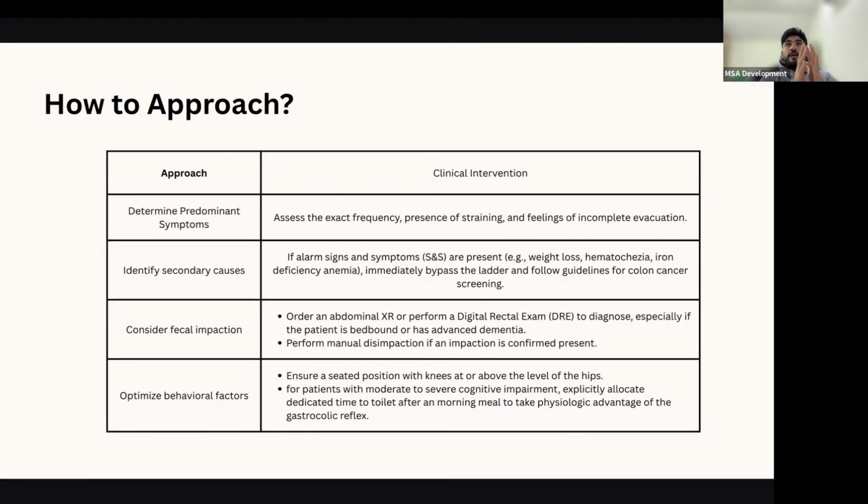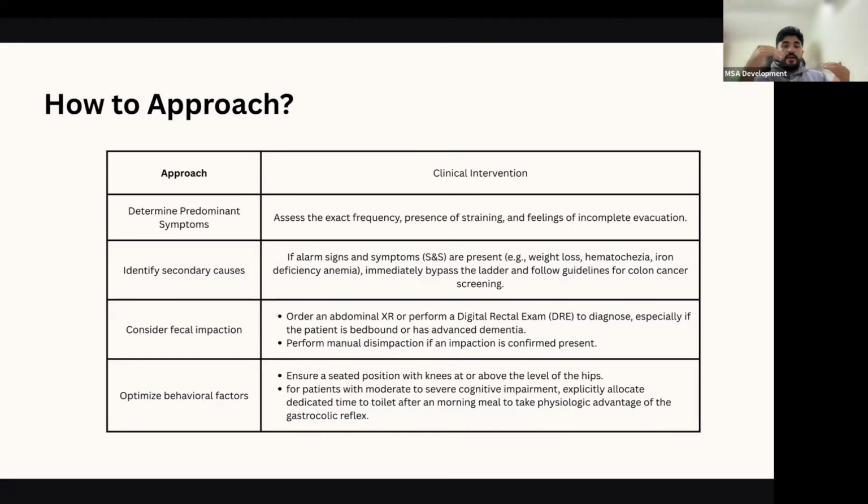So I will do an abdominal X-ray, right? Or I can perform a DRE, digital rectal exam, to diagnose, especially if the patient has dementia or is bedbound and can't move. You would do these things because he could have fecal impaction. And if he does have fecal impaction, you could proceed and manually disimpact the feces.